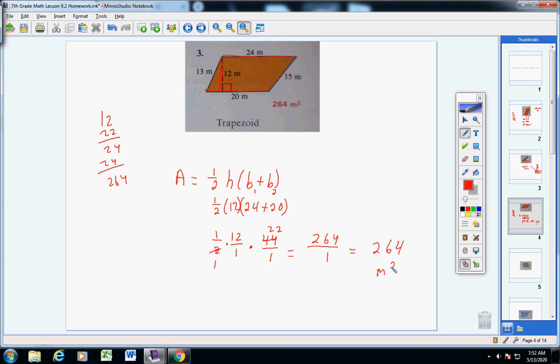264 meters squared. So students, when you're finding the area of a trapezoid, add your two bases together. Remember that your bases are your parallel sides, and then multiply the bases when they're added. Multiply that times your height and times 1/2, and you're good.